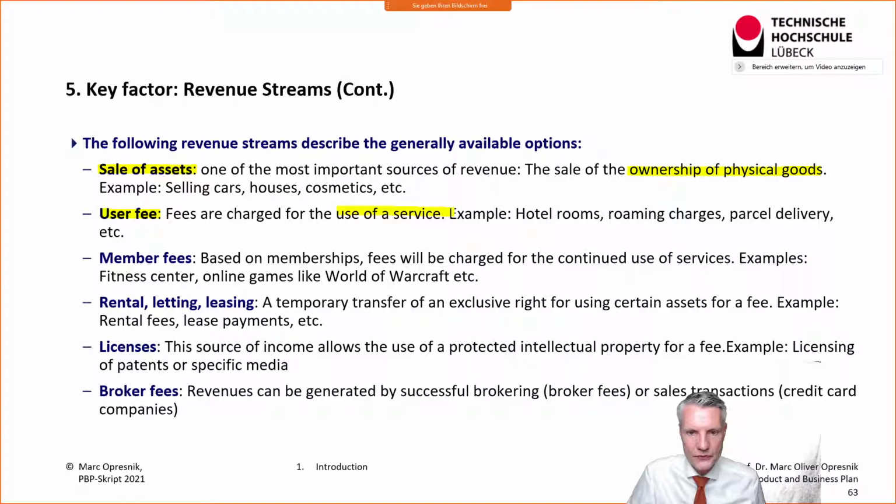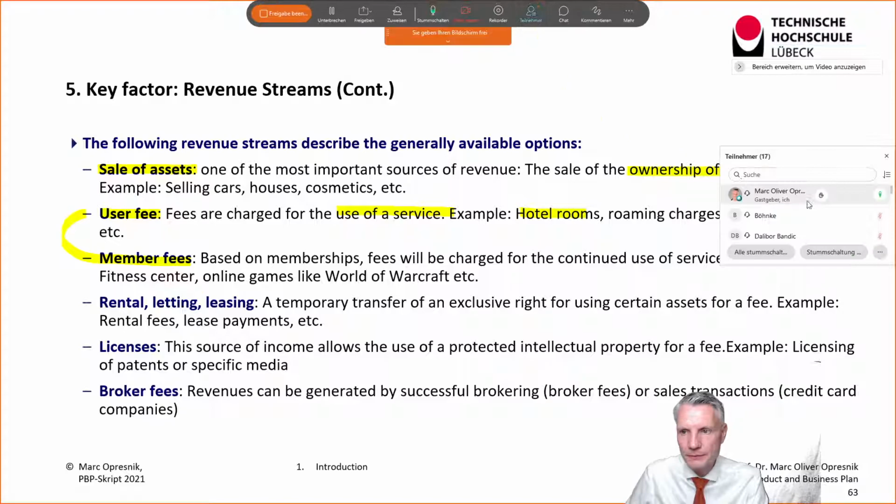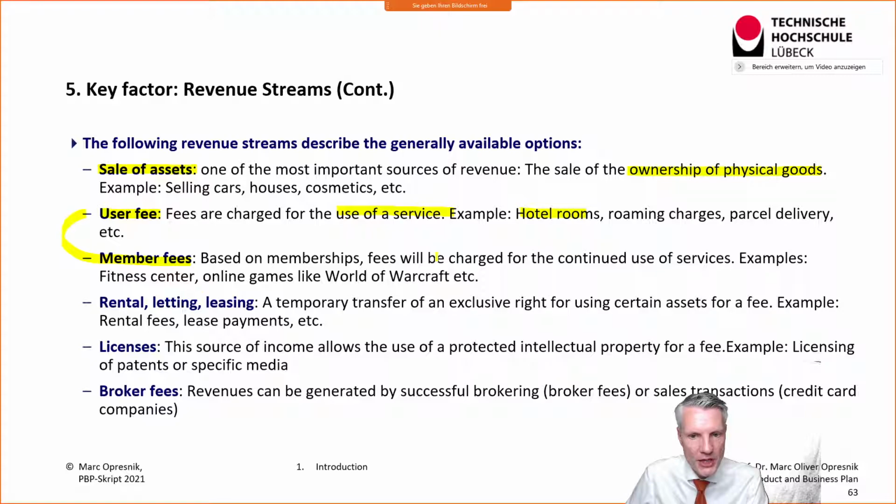Also, here could be these recurring ones. It's closely connected to member fees here. Here's hotel rooms. Member fees are a good example as well. Based on memberships, fees will be charged. So fitness studio, for example, fitness center, but also online games such as World of Warcraft.